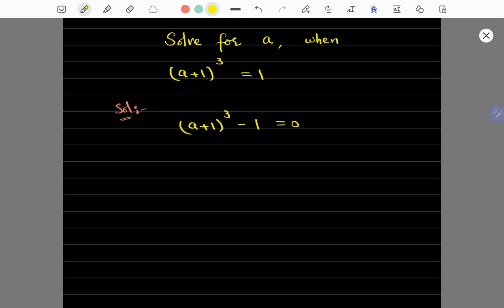We have a famous formula, that is a^3 - b^3. This is equal to (a - b) times (a^2 + ab + b^2). We will use this formula on this equation. Here we can write this 1 as 1^3. So in the place of a^3 is (a + 1) whole cube minus 1^3.